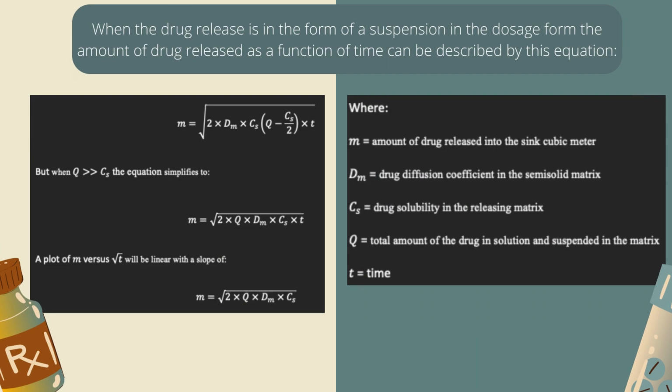When Q is larger than Cs, the equation simplifies to M equals the square root of 2 times Q times Dm times Cs times t. A plot of M versus time will be linear with a slope of the square root of 2 times Q times Dm times Cs.